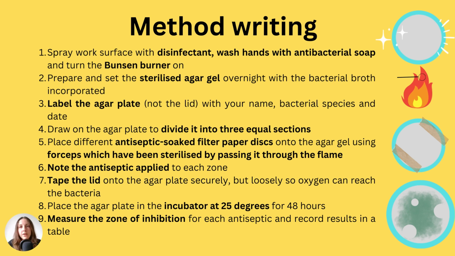You also want to work very closely to the Bunsen burner flame, and you want to use a pair of forceps, which are metal tweezers, and you want to run that through the flame first before you pick up any of the filter discs. After you've done that and you've placed each of the filter paper discs that have been soaked in the antibiotic or antiseptic into the correct area, you want to tape down the lid to the base of the actual agar gel. And you want to make sure that on the plate itself, you label what had actually gone in each of those, so you know what antiseptic went where.